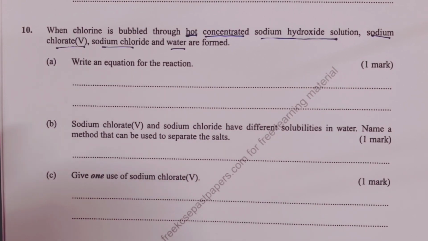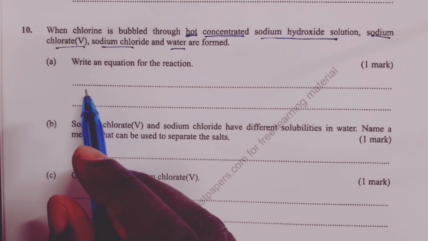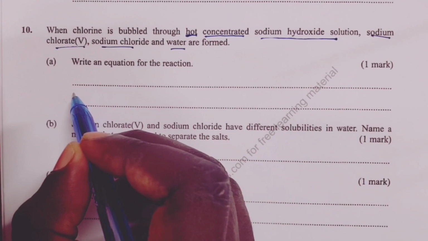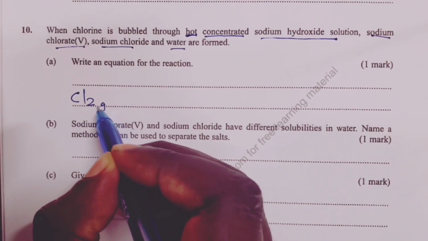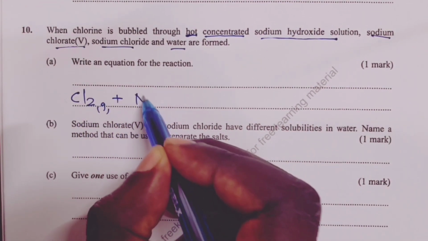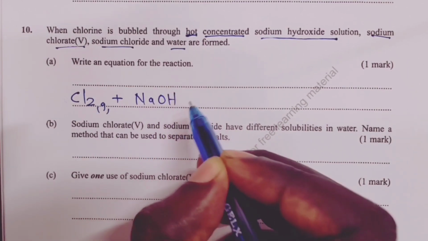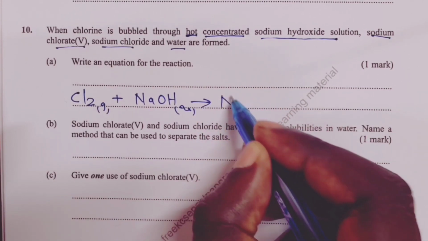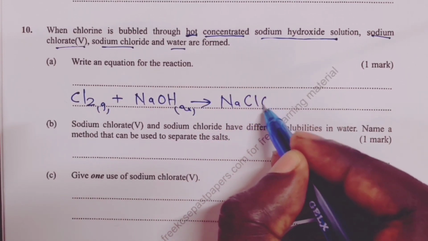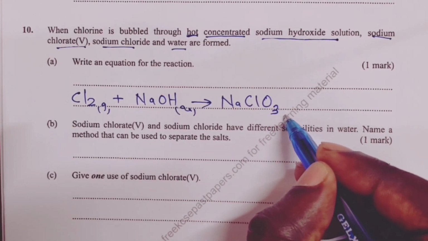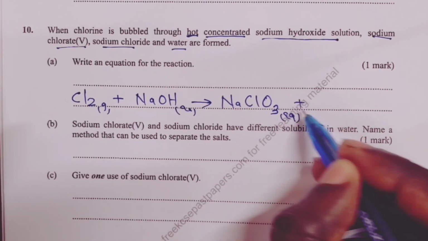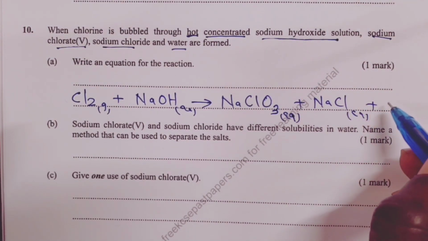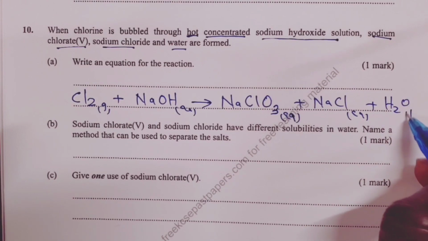So what a candidate was supposed to do in part A was just to go ahead and write the equation. Products having been given. So we have chlorine gas reacting with hot and concentrated alkali in the name of sodium hydroxide. We get sodium chlorate 5 with that formula. We get sodium chloride as well, and we are told that some water will also be produced.